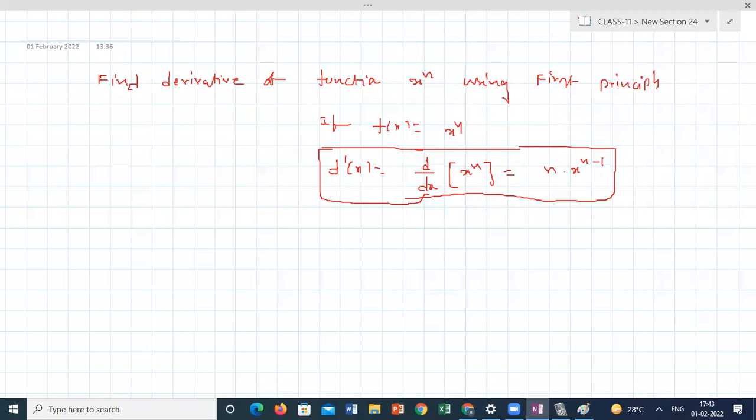Anyone got the answer? How to do it? Same procedure, same method, everything is the same. There is not much difference in the procedure and method. Limit h tends to 0, x plus h whole power n minus x power n divided by h. How to do this question?